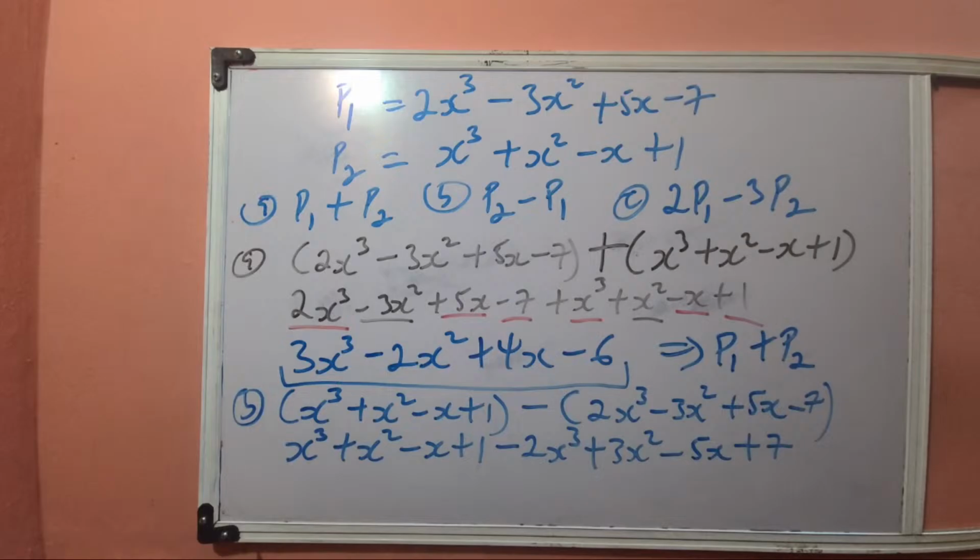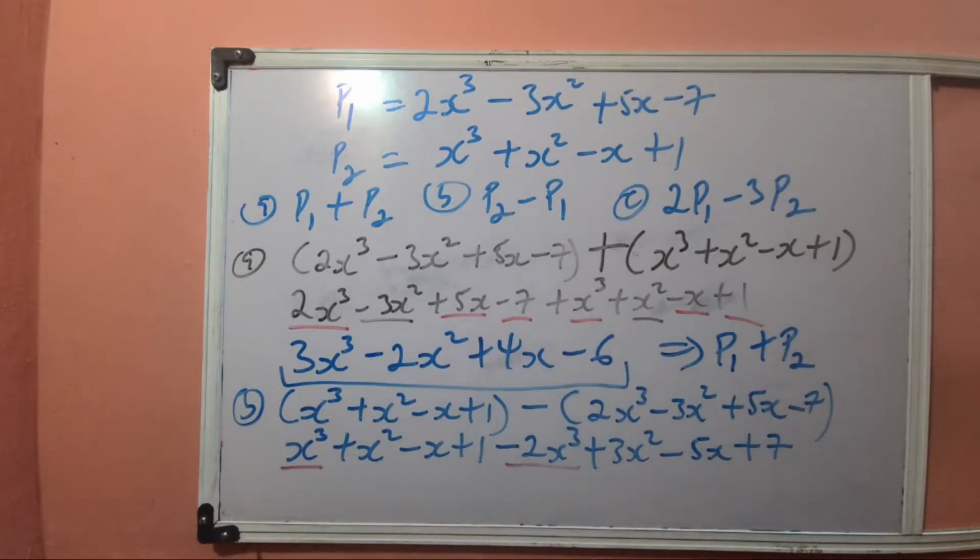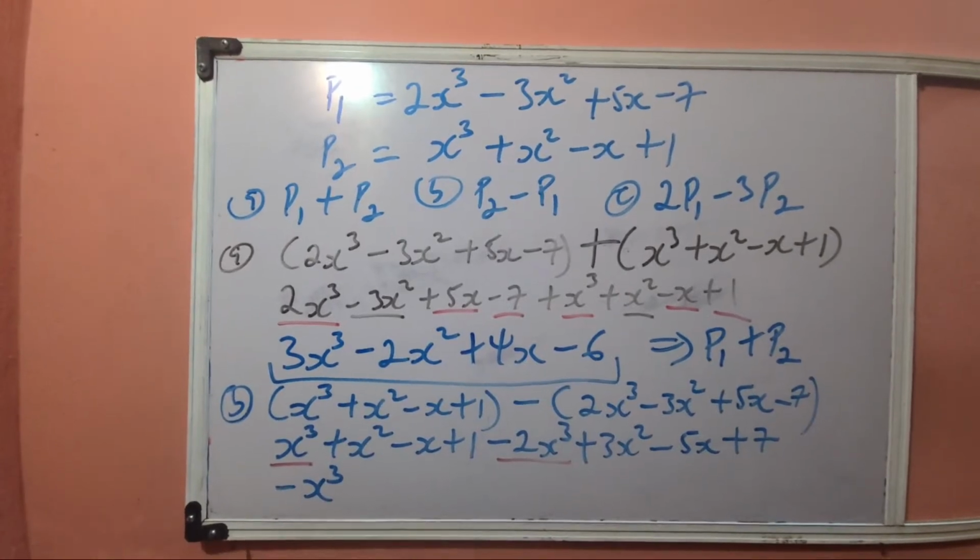All right. Now, the next thing you want to do at this point is to go on to identify the like terms. And these are the terms with the same power. So we can see x cubed right here. We can see minus 2x cubed right here. So x cubed and minus 2x cubed, you bring them close to each other, you'll be having x cubed minus 2x cubed will give you your value of minus x cubed.